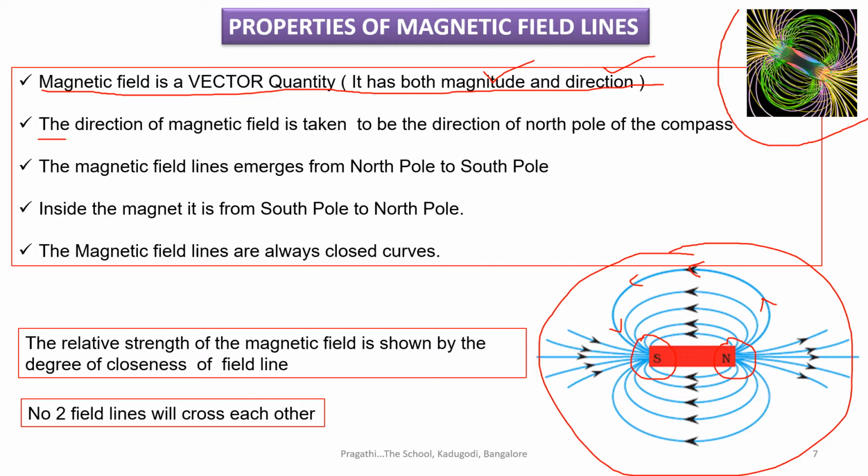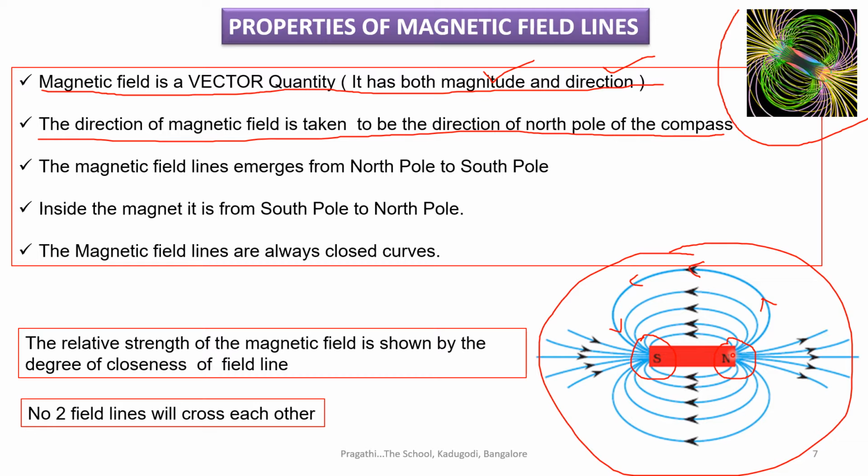Next, the direction of the magnetic field is taken to be the direction of the north pole of the compass. So overall, the magnet has got the magnetic field. Then if you say the direction of the magnetic field, always it will be this direction. That means the magnetic field is always in reference with the north pole. We say this is the direction. This is the direction of the magnetic field. So that is important.